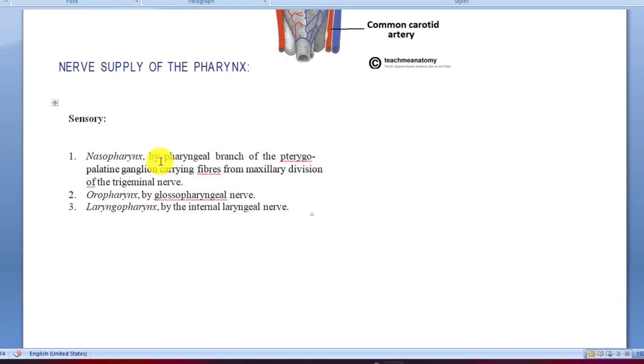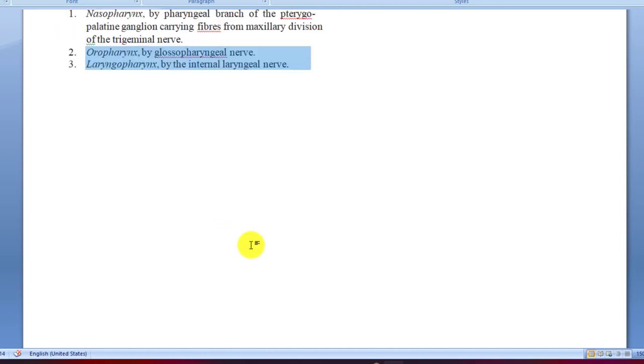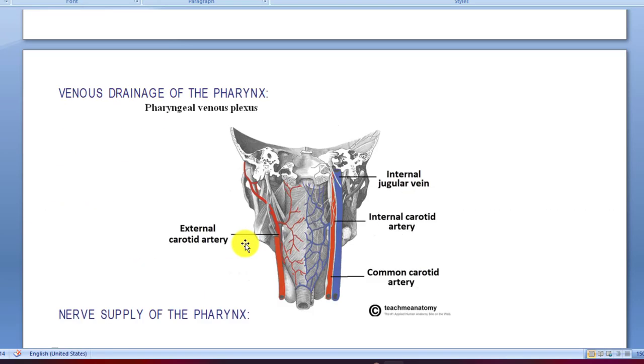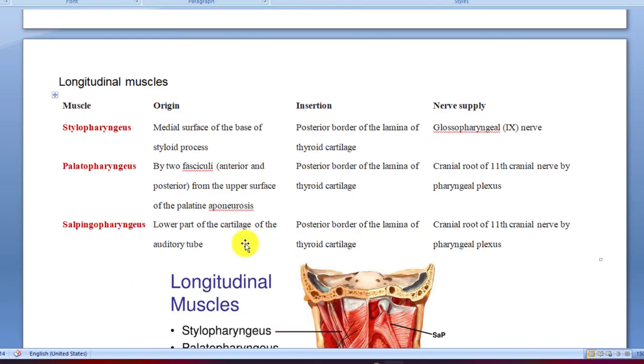The oropharynx is supplied by the glossopharyngeal nerve, and the laryngopharynx is supplied by the internal laryngeal nerve. So in short, the trigeminal nerve, right, the glossopharyngeal nerve and the internal laryngeal nerve. So this was all about the pharynx, my dear friends.